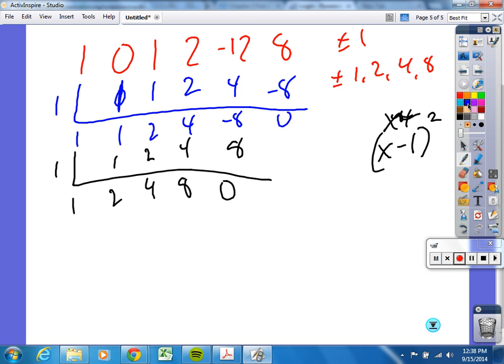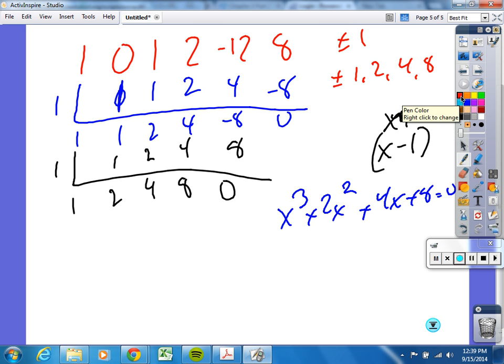Let's see if we can factor by grouping, because it's something maybe we're familiar with, correct? So I have x cubed plus 2x squared plus 4x plus 8. Is it something we can factor by grouping? Yep. It is, isn't it? So I grouped the front two. What do those guys have in common?